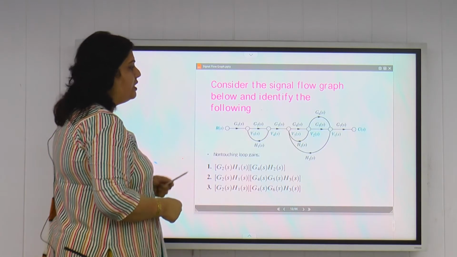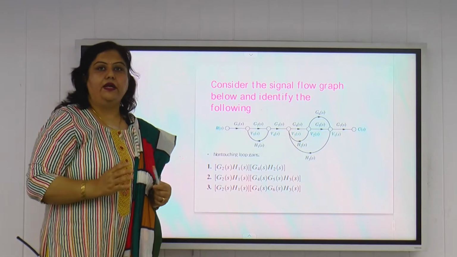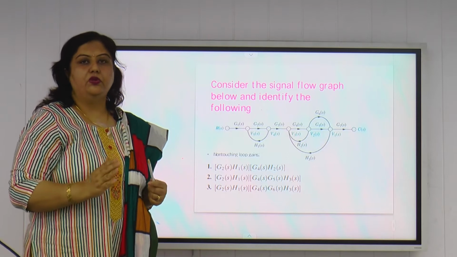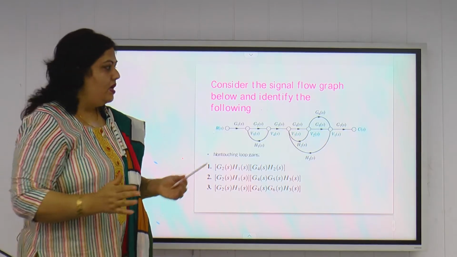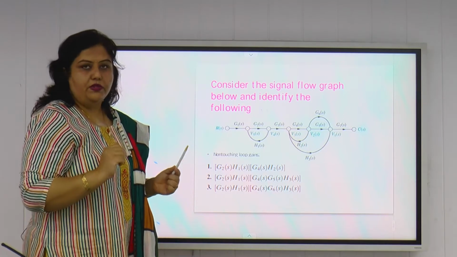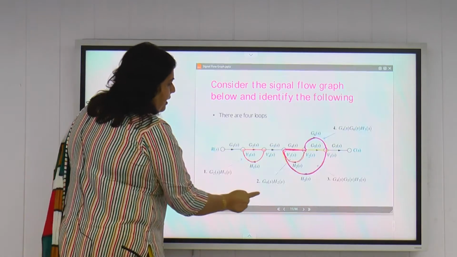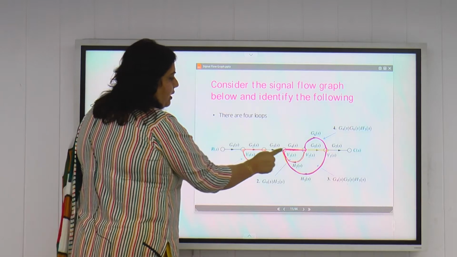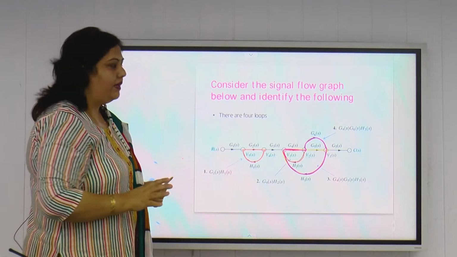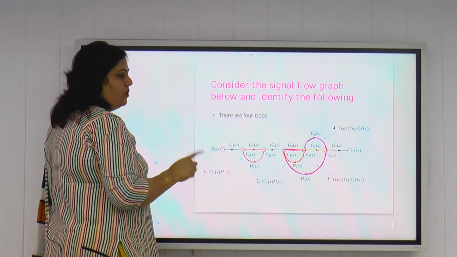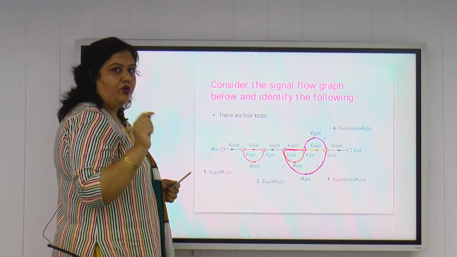So now non-touching loops. Non-touching loops, that I have already told you, are those loops which have no node or no branch in common with each other. So if we see, there are a total of four loops, as we see in the previous slide. So what are the non-touching pairs here that we have to identify now? Non-touching means no branch or no node should be common.